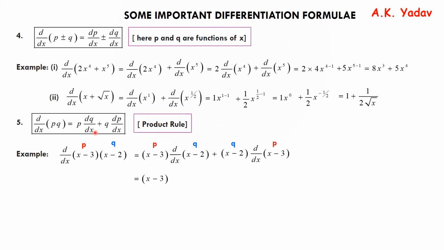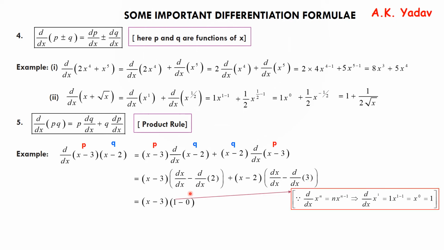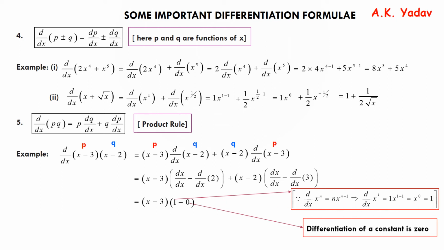x minus 3 comes as such. Now the differentiation terms, we will separate them, that is d by dx of x minus d by dx of 2. Similarly, here x minus 2 remains as such, and this will be differentiated. So it will be d by dx of x minus d by dx of 3. Now dx by dx is 1. Here we have taken x to the power of 1, so n is 1, and when we solve we get 1. And the d by dx of 2 is 0 because the differentiation of a constant is 0.